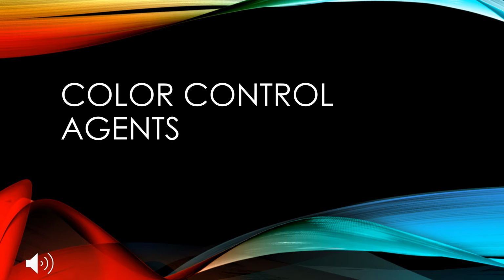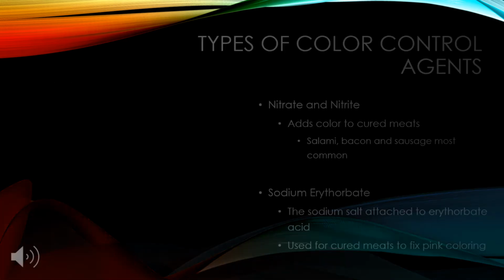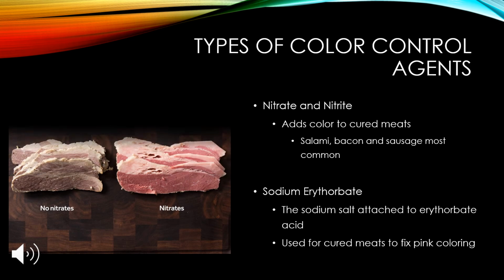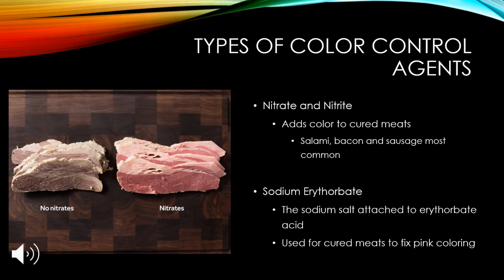Now moving on to color control agents. Color control agents differ from color modifiers because they don't change the color of the product, but instead they are chemicals used to fix the product's natural color and keep it from degrading over time. The most common types of color control agents are nitrates and nitrites.